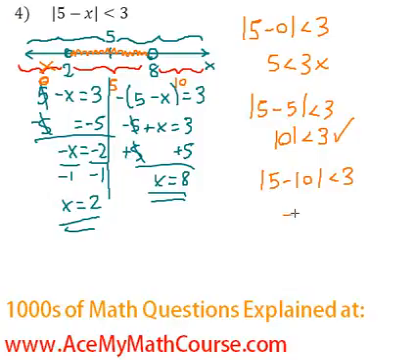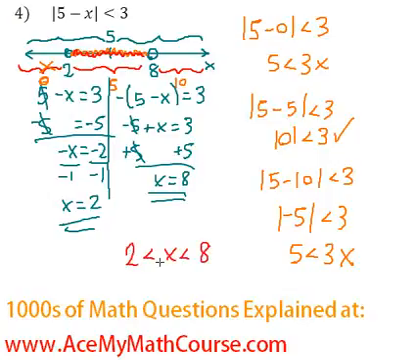So 5 minus 10 is negative 5. The absolute value of negative 5 is 5. 5 is not smaller than 3. That does not work. So the only solution area is between 2 and 8. So that is the solution right here. Between 2 and 8. So we can say that x is in between 2 and 8. That's it.